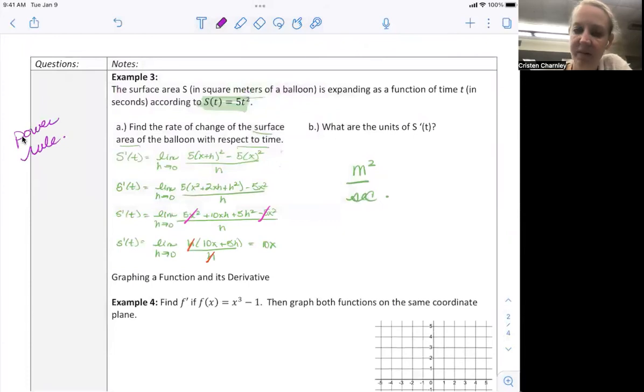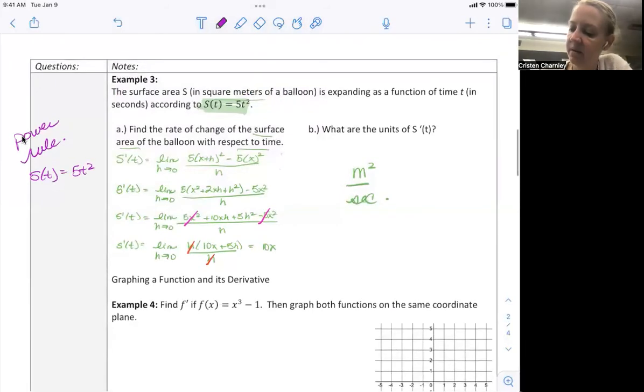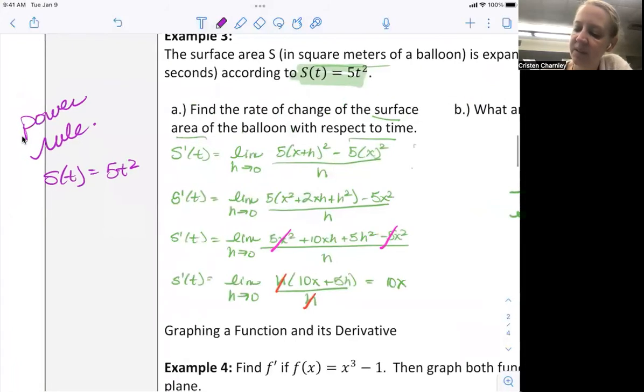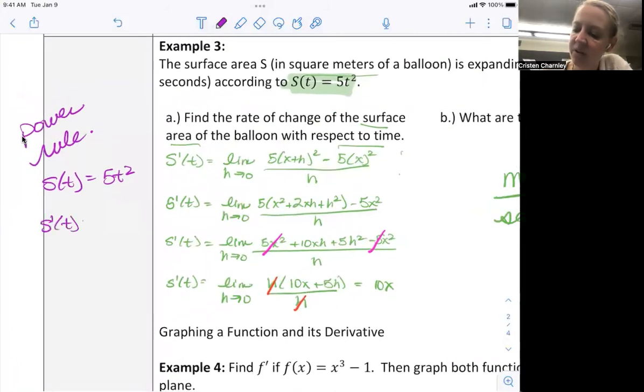So the power rule for derivatives says this. If s of t is equal to 5t squared, I'm going to use the example that we have. The power rule says that the derivative, I'm allowed to bring the 2 to the front. So I have 5 times 2 and t to the first power. So my answer is 10t. Guess what? We had 10x. I just have a different variable. That's all. All you do, one more time, I know it seems that easy. You bring the exponent to the front, you subtract 1 from the exponent, and you multiply if there's a number in the front.